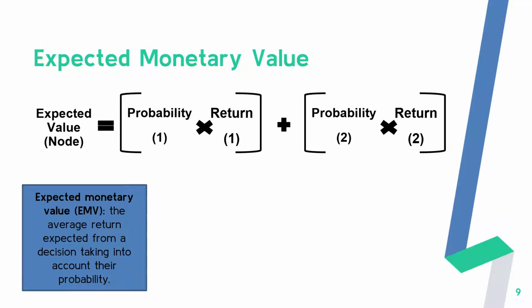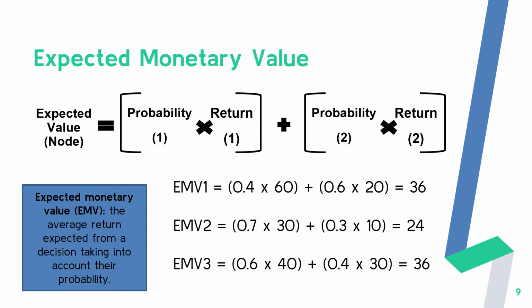So if we take a look at what we have here, site A, or expected monetary value 1, this is where I put my numbers in the chart. And you can see 0.4, which was our probability of success, times 60, which was our expected revenue. Then we're going to add that together with 0.6, which was our probability of failure, times 20, which was our expected revenue, and that gives us 36. You're going to do this for all of the options. So if you do it all here, you can see we got for site A, 36, site B, 24, and site C, 36. But we're not done yet.